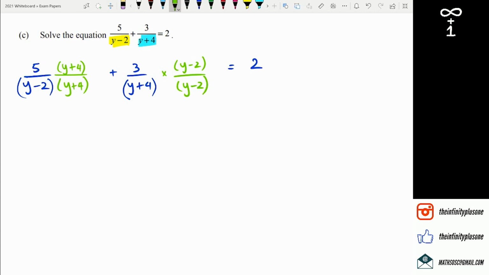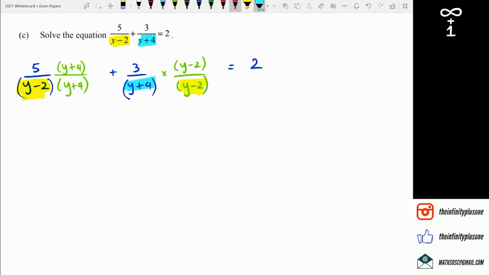Now the green part is just equal to 1, because if you think about it, y plus 4 divided by y plus 4 is 1, and y minus 2 divided by y minus 2 is also 1. So all I'm doing is just multiplying it by 1. But what I have done in the process is that my denominators are now the same, if you look at it.